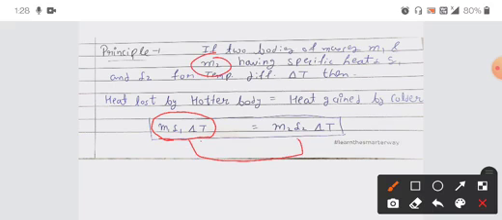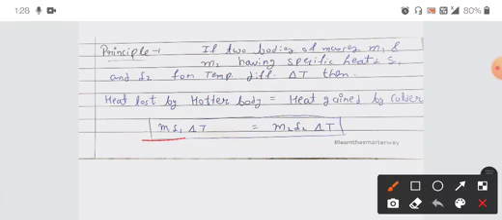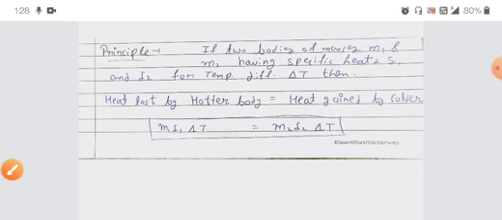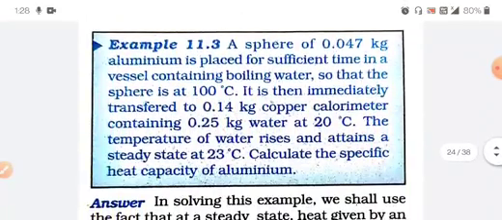Finally, the bodies m1 and m2 will attain the same temperature. If m1 is at the higher temperature, then some amount of heat will be lost by m1, and that heat is given to m2. So an equal amount of heat will be exchanged in both. This amount of heat will be lost by the hotter body, and this amount of heat will be gained by the colder body. Okay, so this is the example.